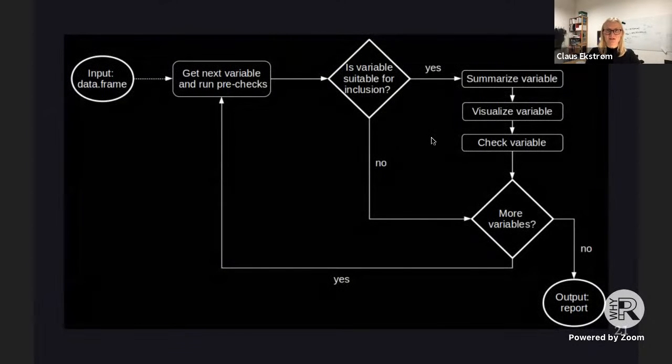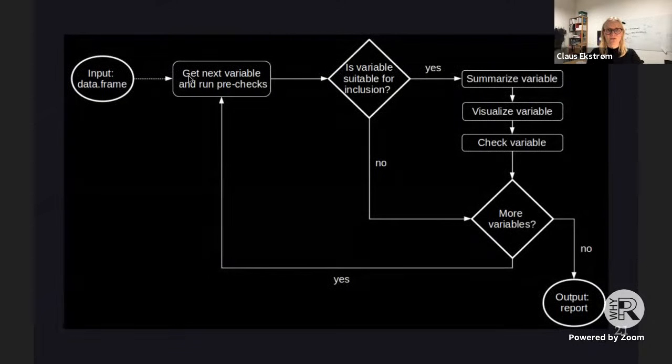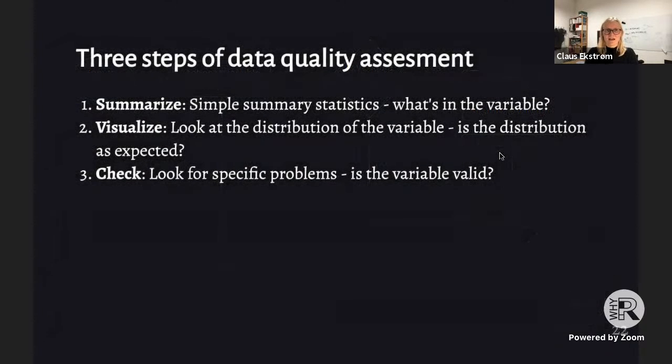But okay, let's imagine that we have a variable that actually goes through this first step, and then we want to summarize it, visualize, and check it. And these are the 3 steps that produce the output that you've already seen. In the summarize step, we try to just describe what's there in the variable. This is where we have information like the minimum and maximum and mean and how many missing values there are and that kind of stuff.